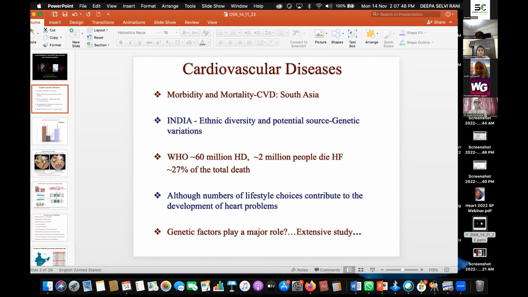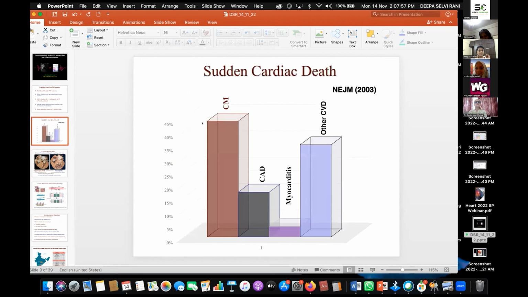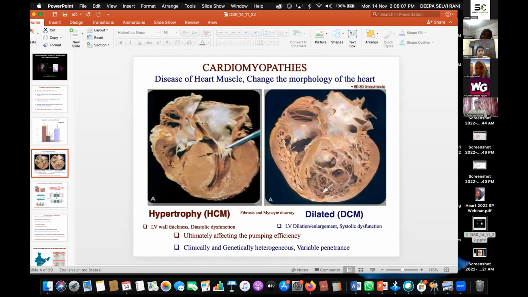Although a number of lifestyle choices contribute to the development of heart disease, genetics plays a major role. It needs an extensive study. When you consider sudden cardiac death in all age groups, it is mainly due to cardiomyopathies. Then what are cardiomyopathies? Cardiomyopathies are diseases of the heart muscle which change the morphology of the heart.